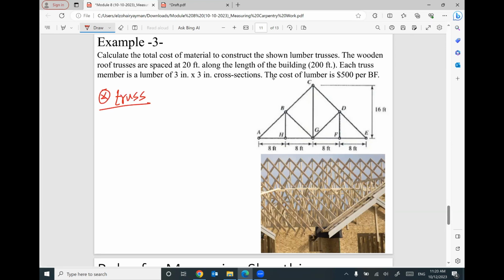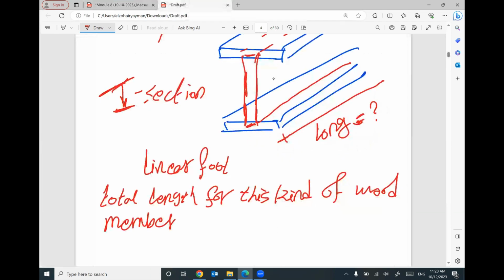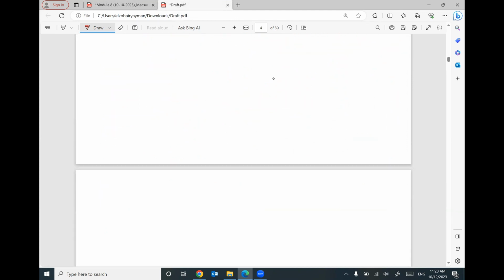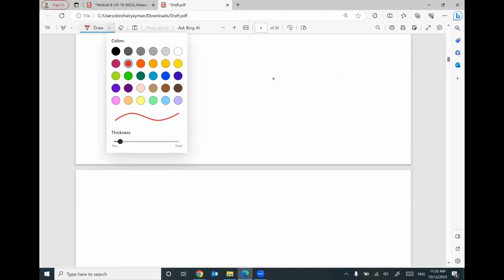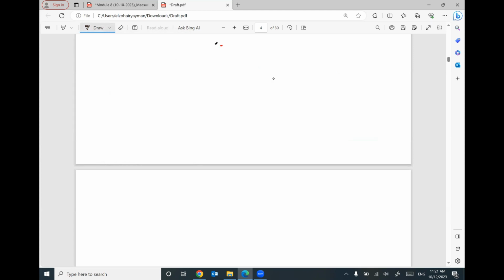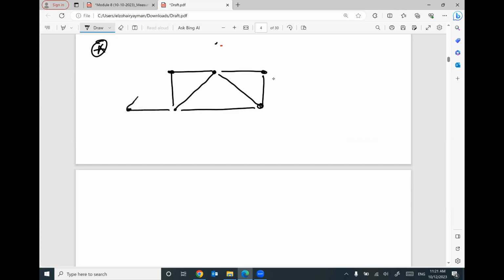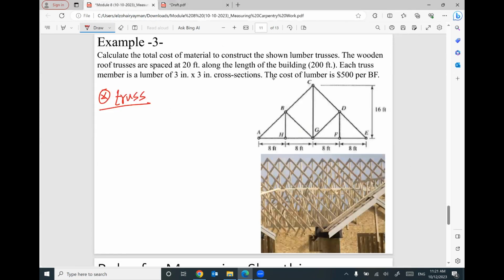I think you are familiar with the truss. What is the meaning of truss? You learned this in different courses. You learned this in building construction last semester and engineering mechanics. Truss means we have members. These members are connected together. Does that make sense?